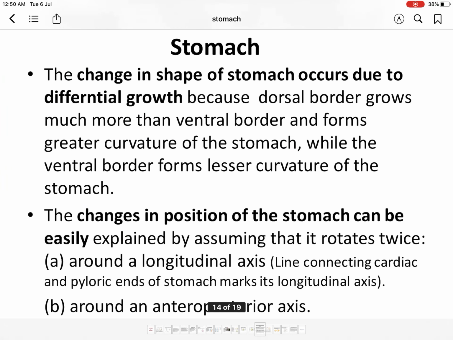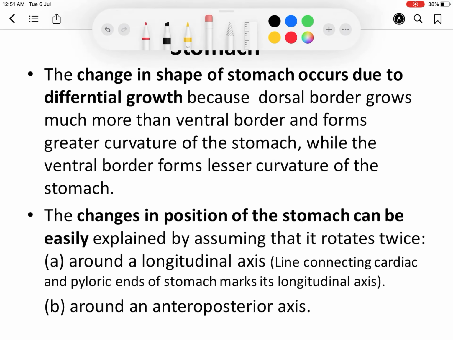Now the change in shape of the stomach is due to differential growth, because the dorsal border of the stomach grows excessively compared to the ventral border, and this dorsal border forms the greater curvature of the stomach, while the ventral border forms the lesser curvature. So the dorsal border is growing excessively and forming the greater curvature of the stomach, and the lesser curvature is formed by the ventral border of the stomach.